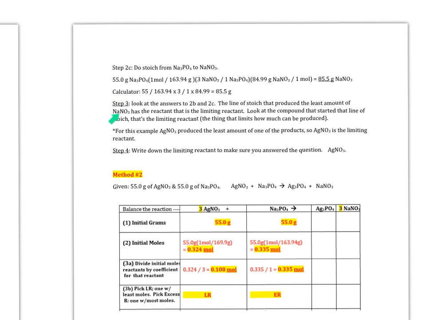So step 3, we have to look at the answers to 2B and 2C, and the line of stoichiometry that produced the least amount of NaNO3 has the reactant that is the limiting reactant. So look at the compound that started that line of stoic, and that's the limiting reactant. So for example, AgNO3 produced the least amount of product, so AgNO3 is the limiting reactant. And the other reactant then, Na3PO4, would be the excess reactant if I were to ask you that.